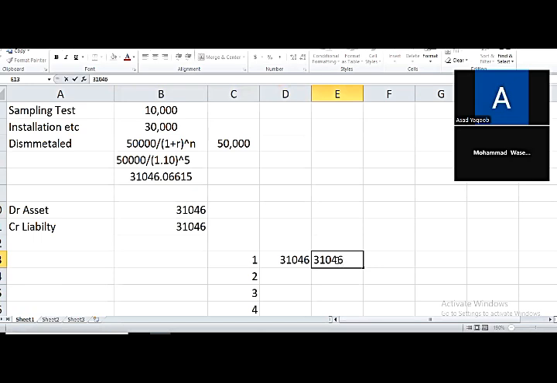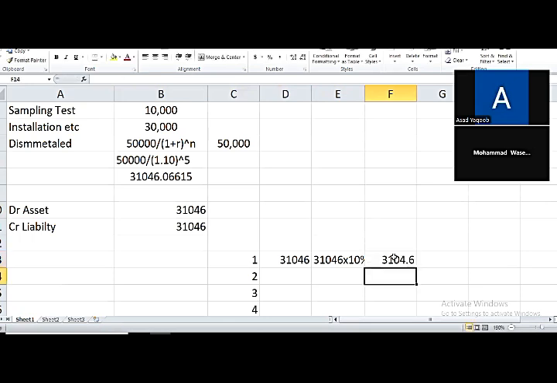31,046 multiplied by 10%. That has grown to, I'll be putting it over here, interest paid: 31,046 multiplied by 0.10. So at the end of the first year, sorry, this will not be 1 point, this will be 1.10, because we'll be making it bigger, increasing the number. Yes, exactly. So at the end of the first year, the liability will be this one.